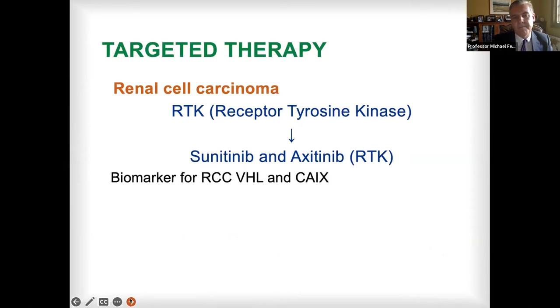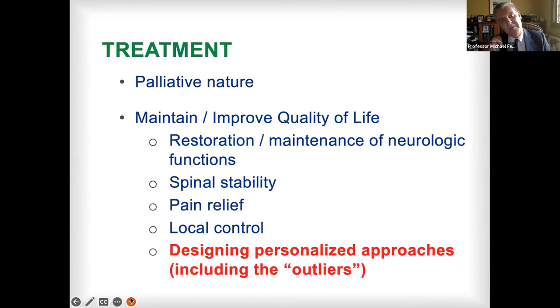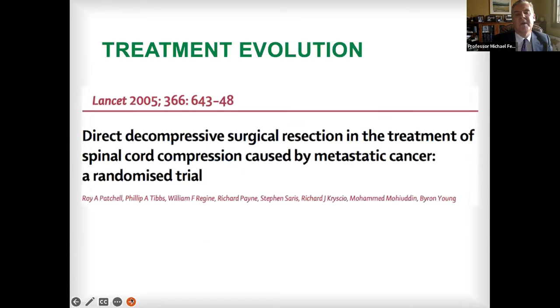And we've seen other advances in adjuvant treatment, including stereotactic radiosurgery, which I'll refer to later on in my lecture. And of course, coming back to the patient that I've presented, the presence of targeted mutations, and particularly the BRAF mutation, can have a very significant influence in outcomes. So in general, the treatment of metastatic spine cancer, of course, is palliative in nature. But it's important, again, to identify these outliers and to design personalized approaches for these patients.